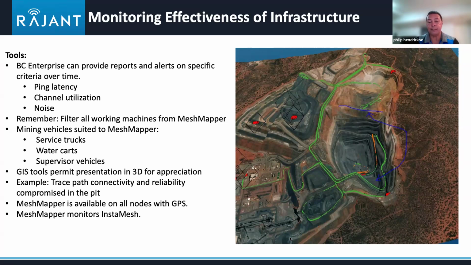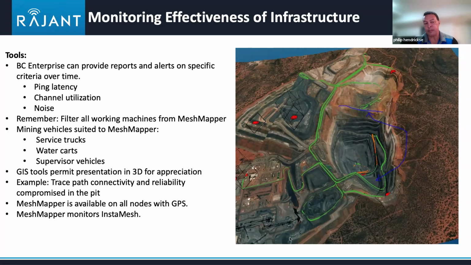When you're running Mesh Mapper, Mesh Mapper for me is probably one of the most valuable tools that I've seen come out of Rajant, because it actually allows us to track the RF with respect to the infrastructure. There's a line item in there that says, remember, you need to filter all your working machines away, so that you only have the active vehicle that you're tracking and you're looking at its performance with respect to the infrastructure.